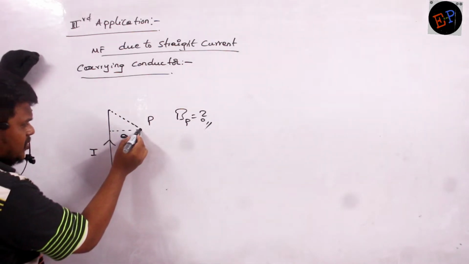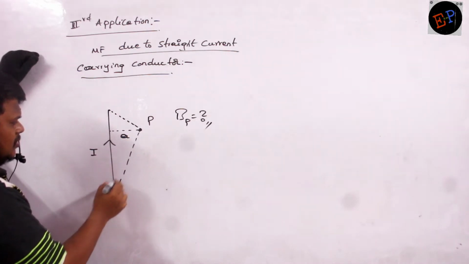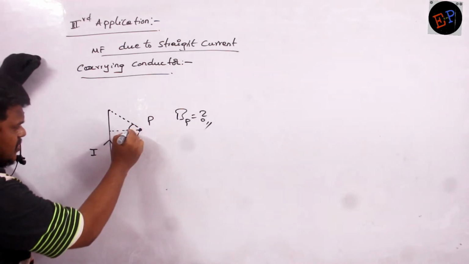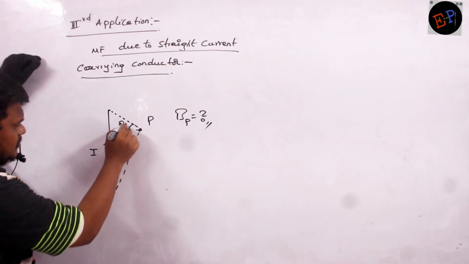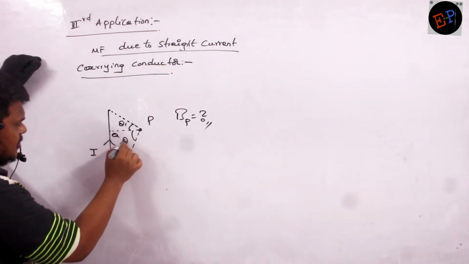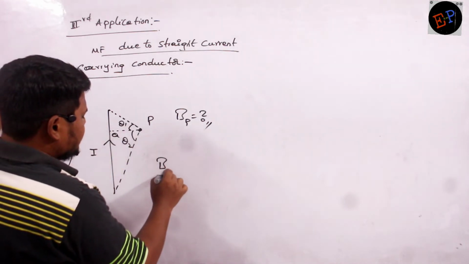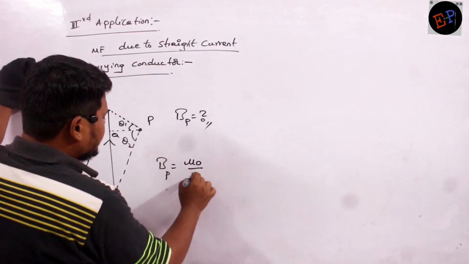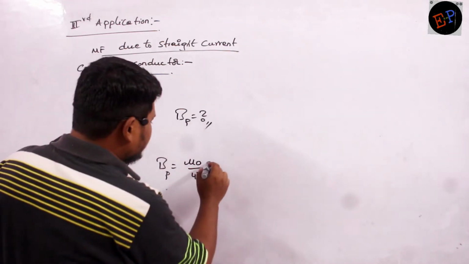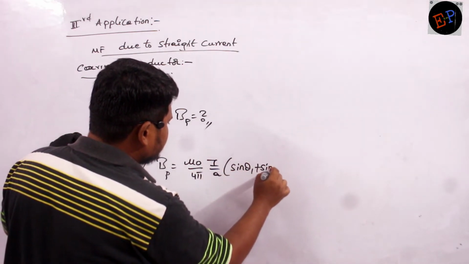End line means what? From this point, you draw a line to one end, and from the same point, you draw another line to the other end of this wire. Clear now? So this one is making an angle of theta 1 and the second end line is making an angle of theta 2. Then at this point P, magnetic field is given by mu naught by 4 pi. Derivation I am not doing. Mu naught by 4 pi I by a into (sin theta 1 plus sin theta 2).